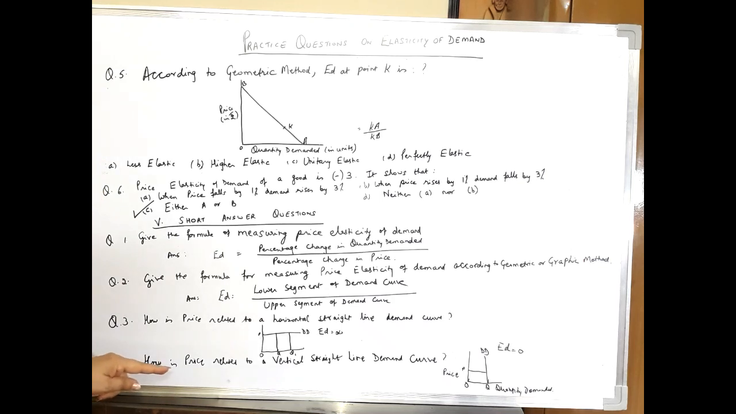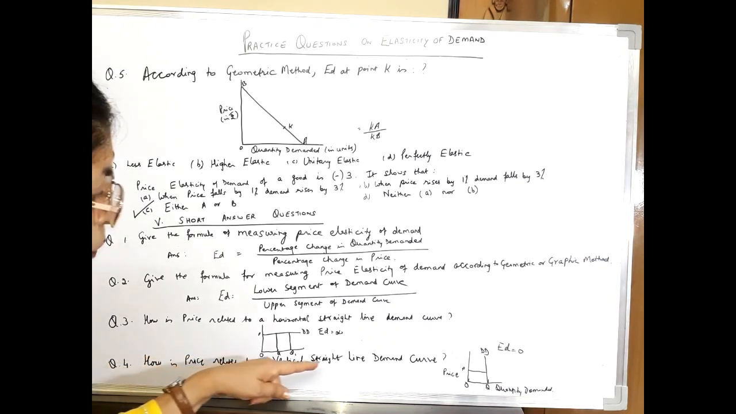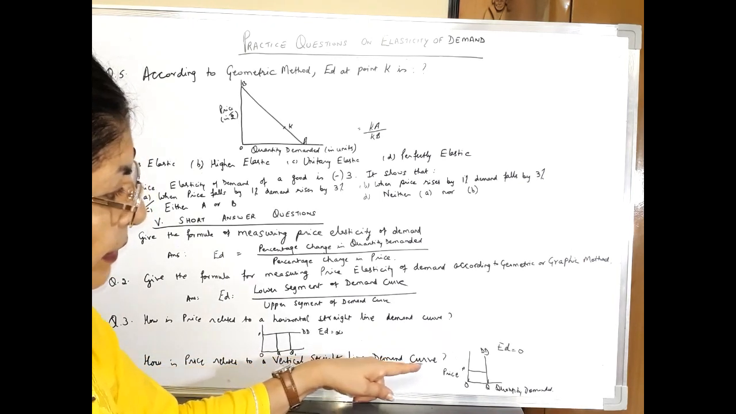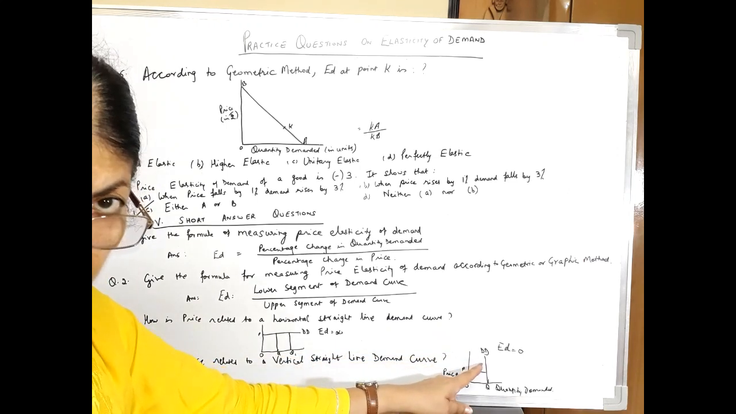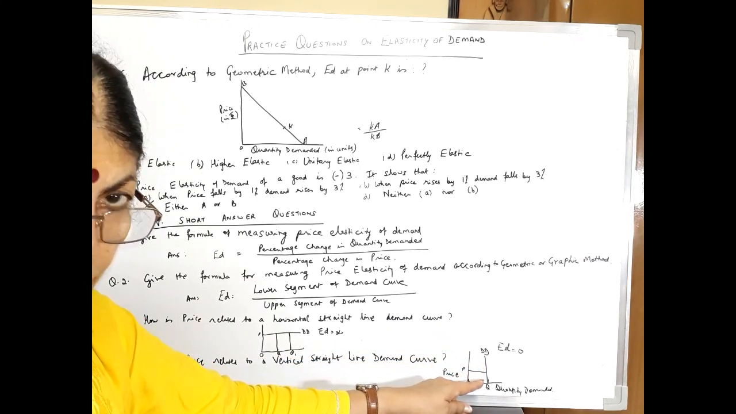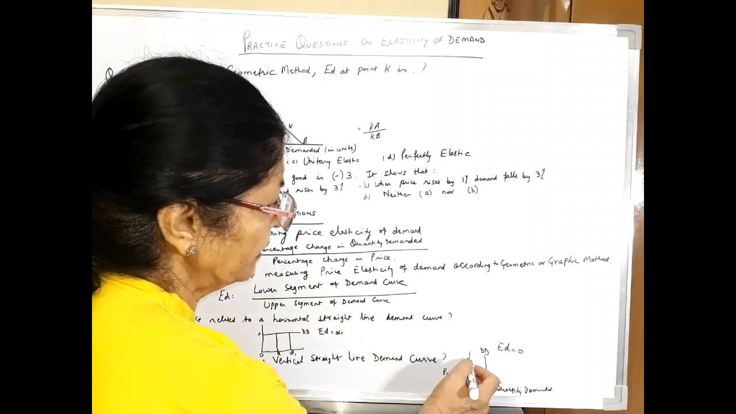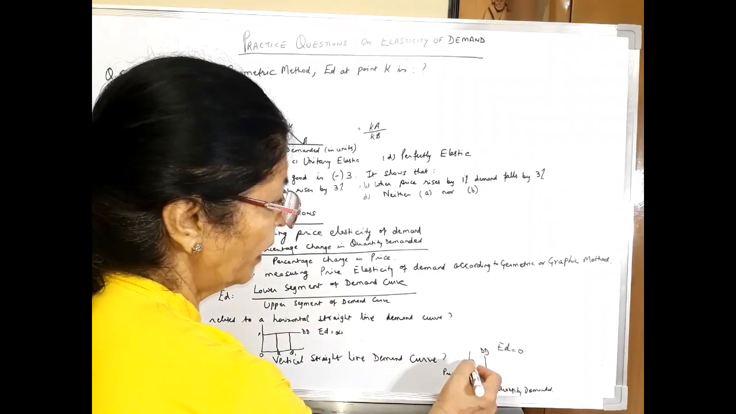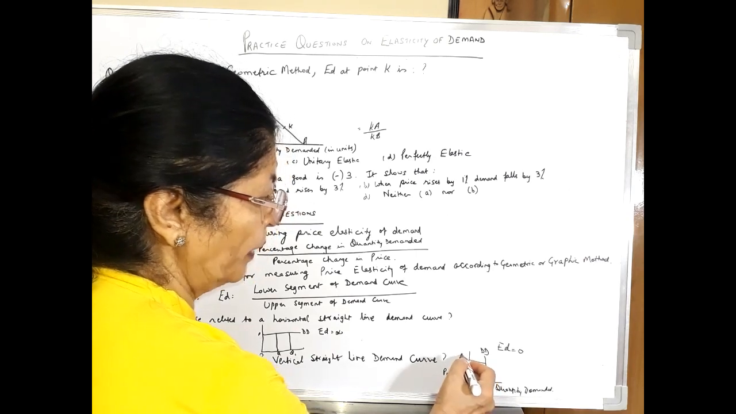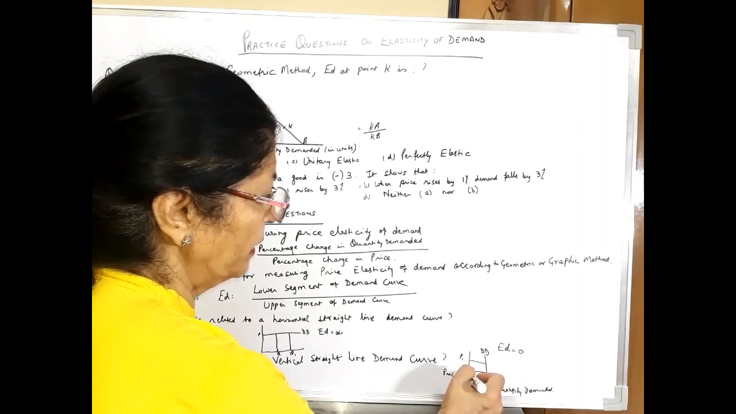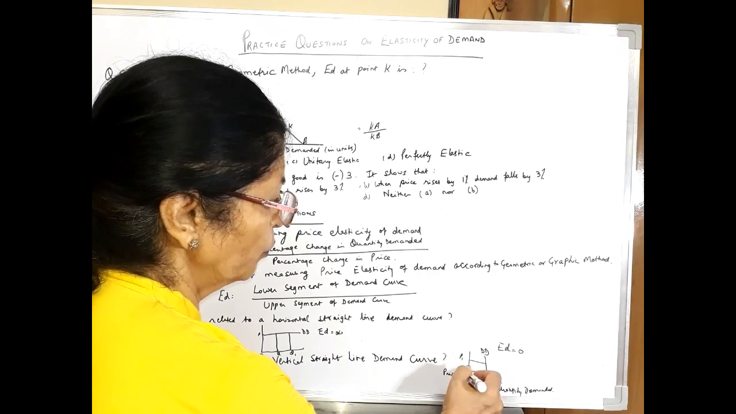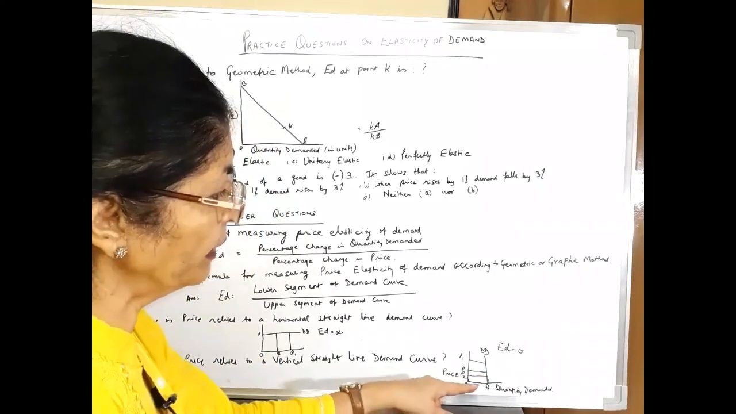The next question, how is price related to vertical straight line demand curve? I made the vertical straight line demand curve for your benefit. So this is the demand curve. OP is the price and OQ will be the quantity demanded. Price rises to OP1, still OQ is demanded. Price falls to OP2, still OQ is being demanded.